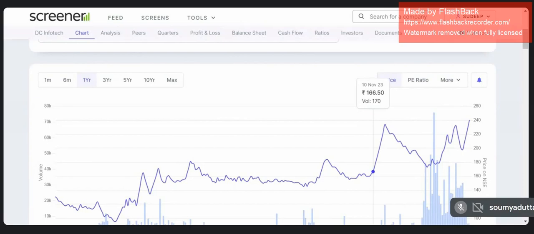For DC Infotech, in Zerodha, just put a buy order of one quantity, then it will tell you what it is. It is ESM or ASM or whatever, trade to trade, or Z stock, X stock, K stock, B stock. There are so many categories. There is A stock, B stock, Z stock, X stock, K stock, then ASM stock, then ESM stock. Many categories are there.